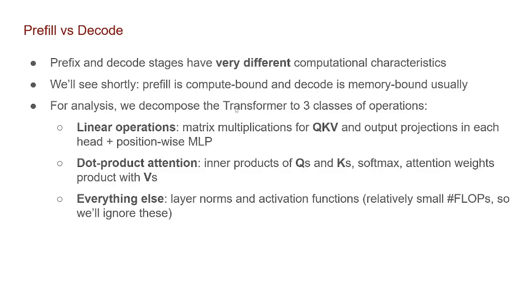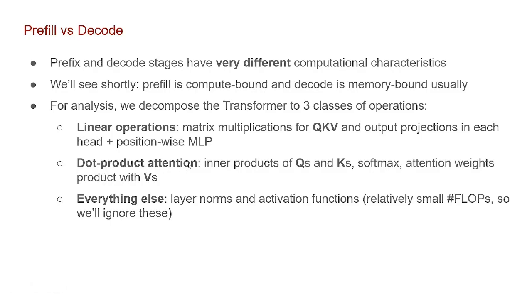To see how prefill is compute bound and decode is memory bound, we are going to adopt the same approach which we did in the last part, and decompose the operations happening in a transformer layer into one of three classes. First is the linear operations: the matrix multiplications for obtaining the query, key and value embeddings, the output projection for each head, and also in the MLP the position-wise feed-forward computation.